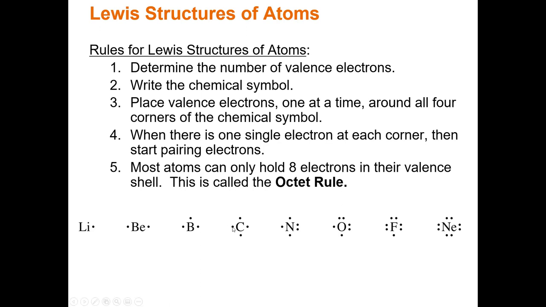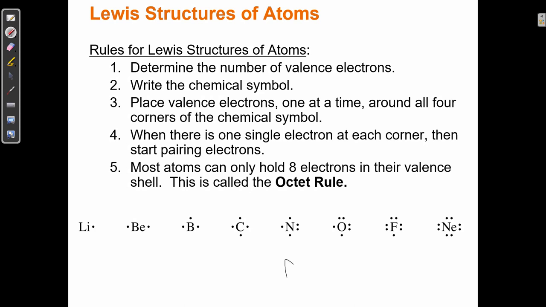So for carbon, for example, we'd go one, two, three, four. It doesn't matter if I start at the left or the right or the top or the bottom. As long as there's four electrons, one at each corner, then I can place them any way I want. Once I've placed four electrons, if there are more, let's look at nitrogen, for example. I would go one, two, three, four, and then nitrogen has five valence electrons. So when I place that fifth, now I'm going to start pairing it up with the electrons that are already there.